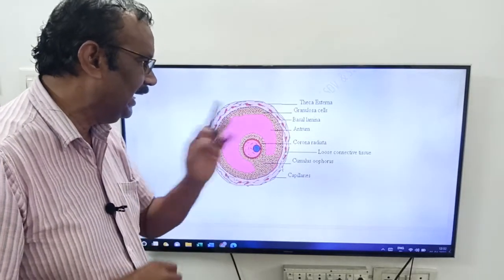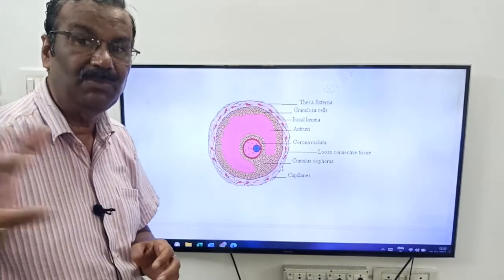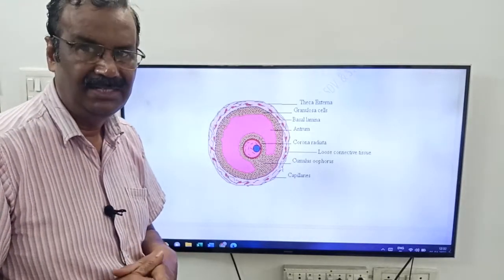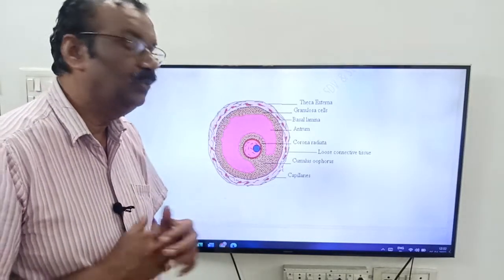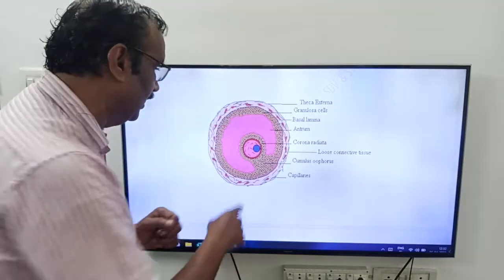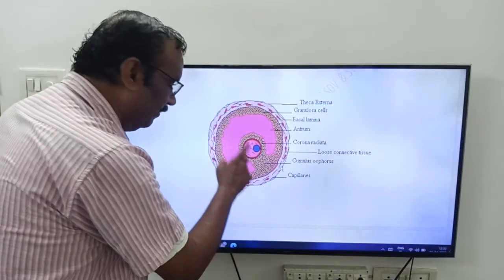Next, corona radiata. Here you have to remember one more word, friends, zona pellucida. Next, cumulus oophorus. Next, this one, friends, this is primary oocyte.